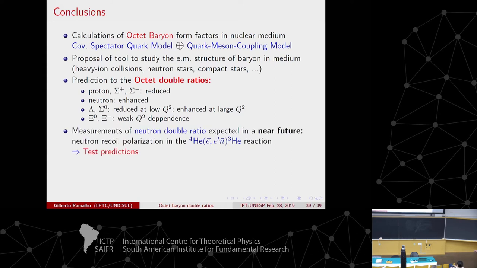So the good news is that there are measurements of the nucleon double ratio I expect in the near future, based on this reaction here, LN4 to LN3. So we can test our prediction at that point. And a final note is we hope that in the near future new techniques can be used to measure the double ratio somehow in a medium for other baryons. So thank you very much.